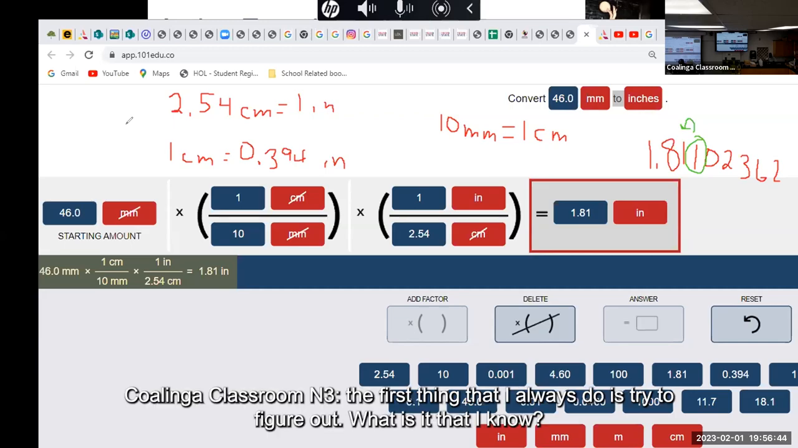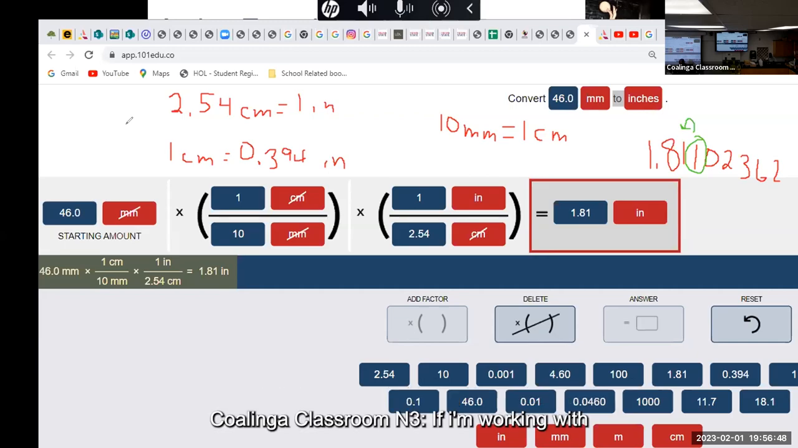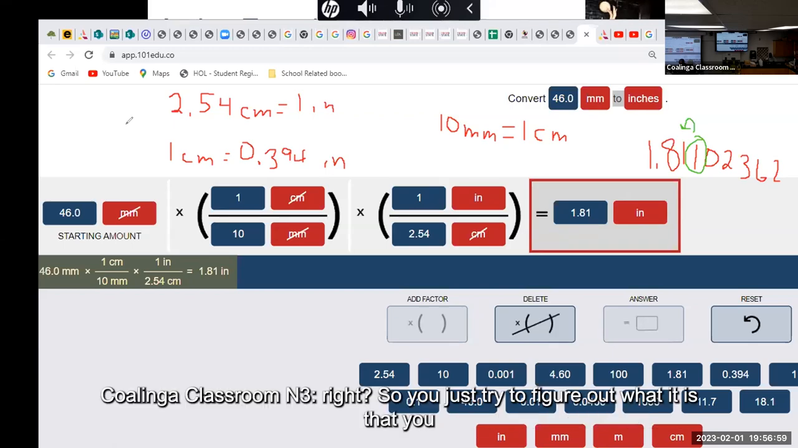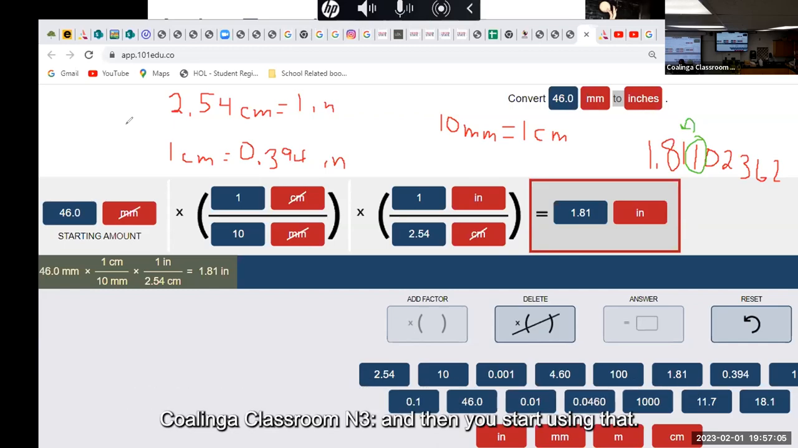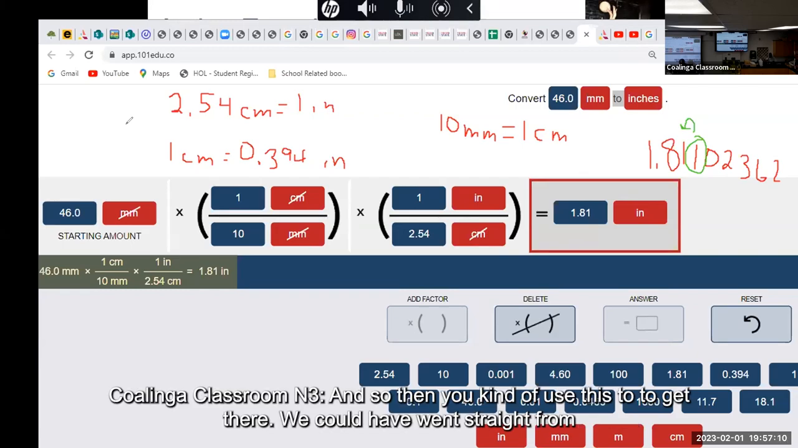So the first thing that I always do is try to figure out what it is that I know. If I'm working with distance, I try to remember the distances that I'm talking about. Millimeters is distance. Inches is distance. So you just try to figure out what it is that you currently know. And if you don't know, then you look it up on the sheet, and then you start using that. You use those as tools to get there.